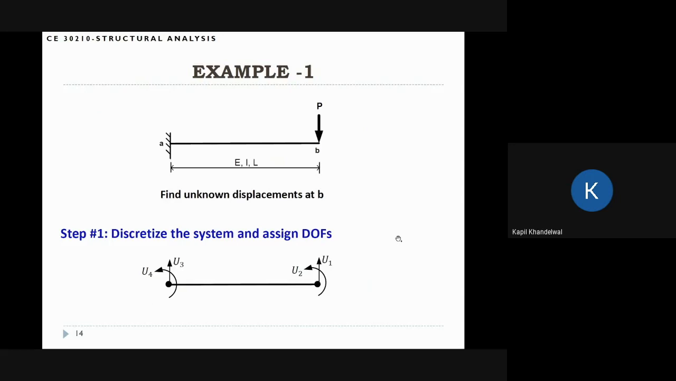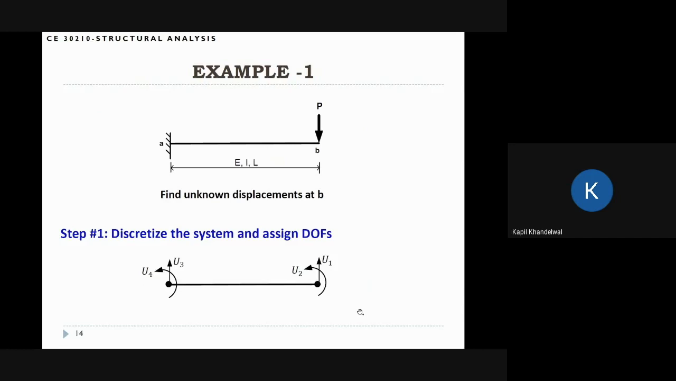So the idea is as follows. First, we always discretize the system and assign the degrees of freedom. So here we discretize the system and assign the degrees of freedom. I'm assigning, again, the free degrees of freedom first. So I'm assigning U1 first, and then U2. And this is U3 and U4. So this is my assignment of the degrees of freedom.